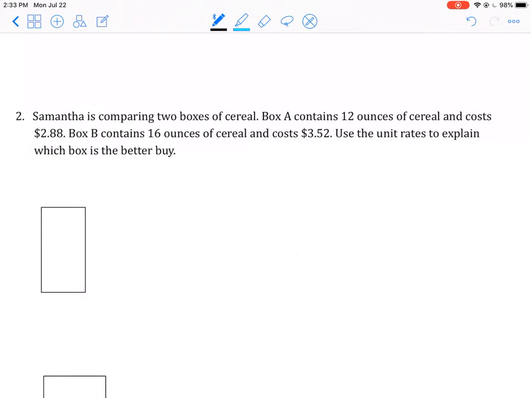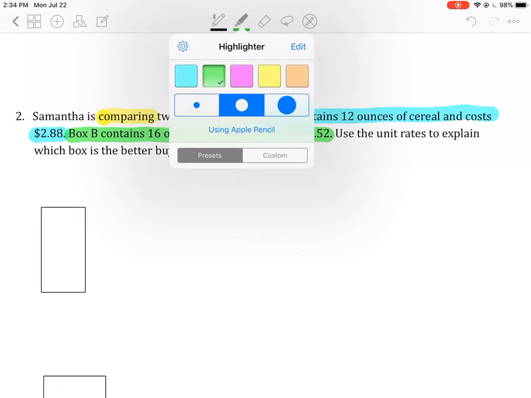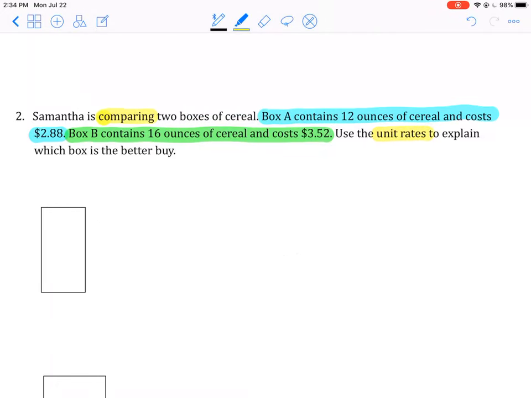Samantha is comparing. Okay, there is a huge clue. If I'm comparing something, that is probably going to involve a ratio, especially if it's prices. 2 boxes of cereal. Box A contains 12 ounces of cereal and costs $2.88. Box B contains 16 ounces of cereal and costs $3.52. Use unit rates, so they're even spelling out for me what I need to do to explain which box is the better buy.